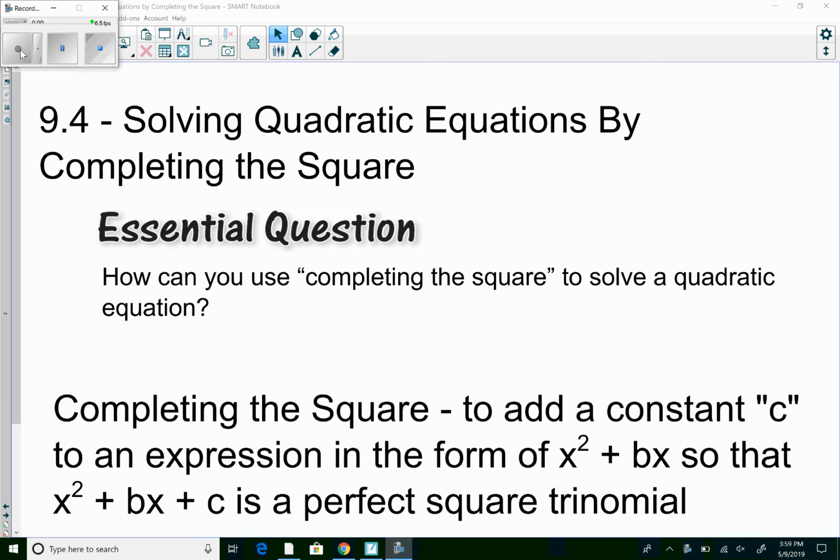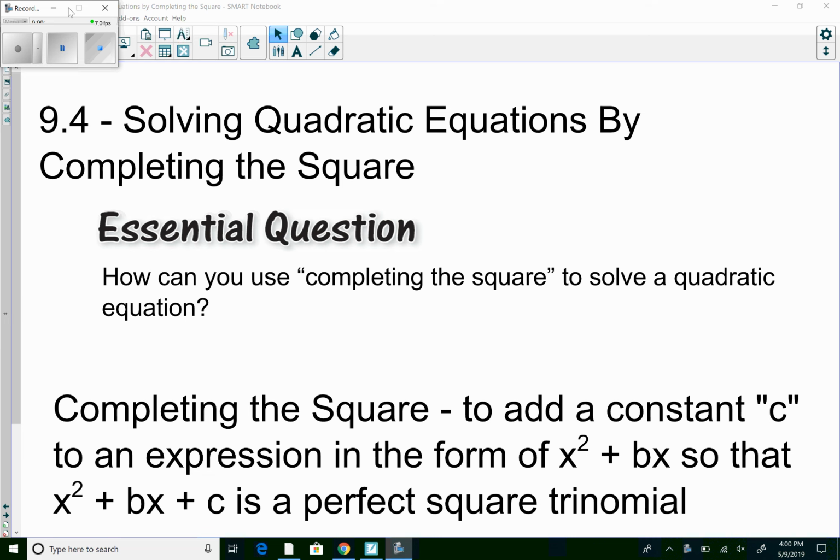All right, ladies and gentlemen, we are going to learn a new method to help us solve quadratic equations. If we think back, we have solved quadratic equations by graphing. That was one of them that we learned. And the other one that we learned is by using square roots. So we are going to talk about a third method of how to solve quadratic equations.